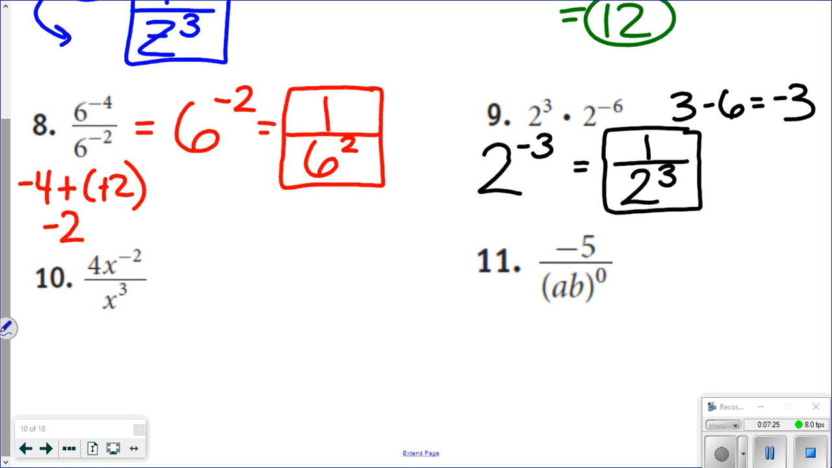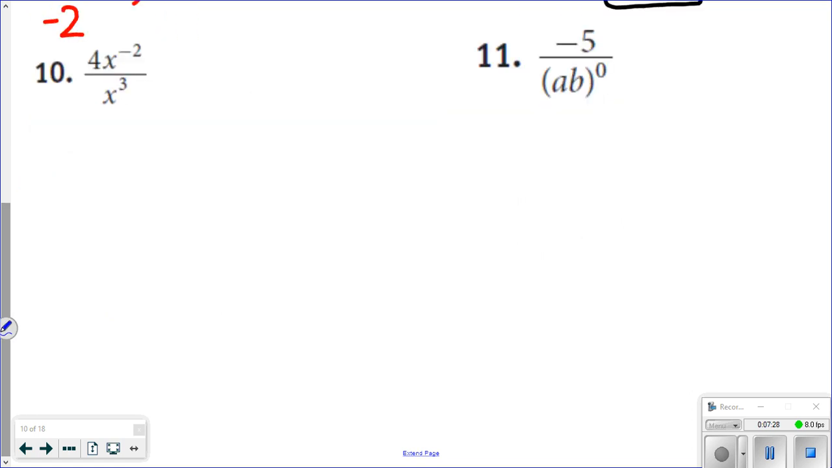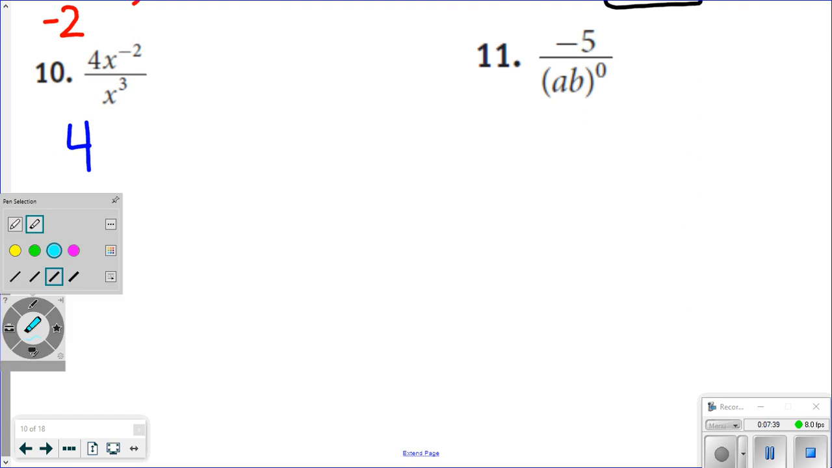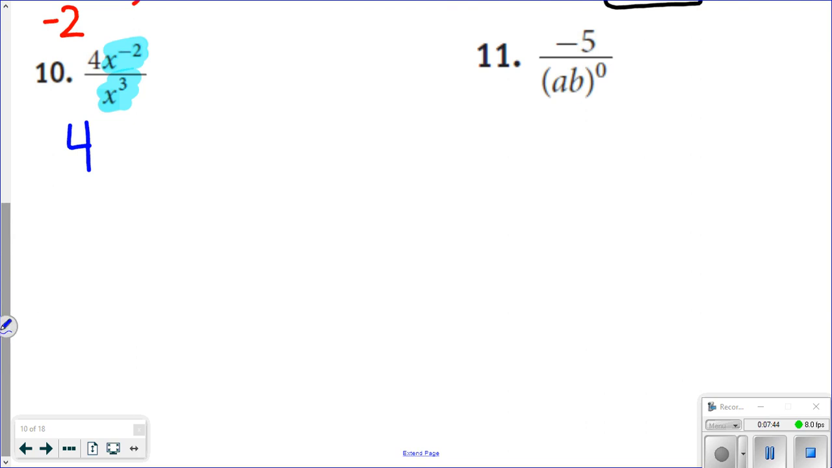Question 10, I see a 4 in my numerator, but I do not see a number in the denominator to divide it by. So let's just leave the 4. And then I see I have an x in the numerator and the denominator, and this is a fraction or division problem. So if I look at my organizer, it says keep the base, which is x, and I subtract the exponent. So negative 2 subtract 3. So I'm already in the negative. I'm going more into the negative. So this would be negative 5.